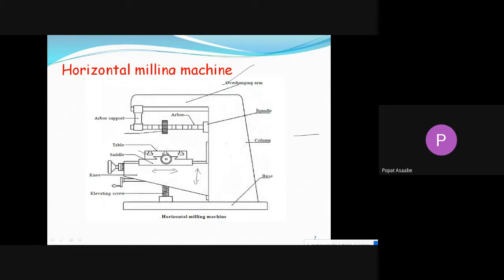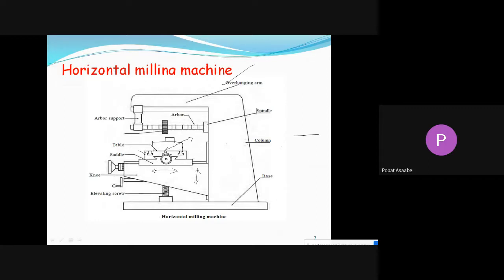Above the table a vice is provided, and on the vice your workpiece is mounted. Another movement is also possible: with the help of the hand wheel we can move the table in the crosswise direction. In the horizontal milling machine we can give the feed to the work table in three motions.